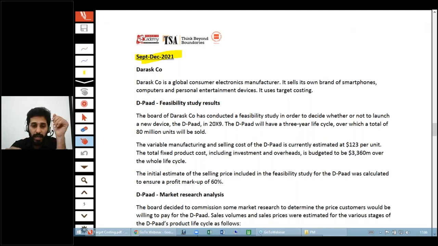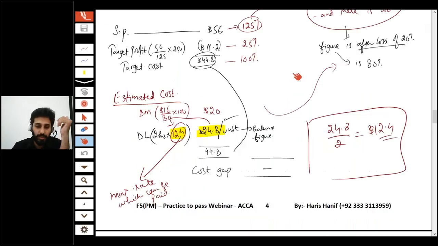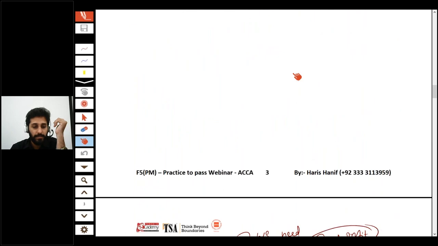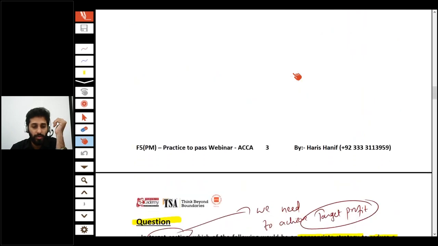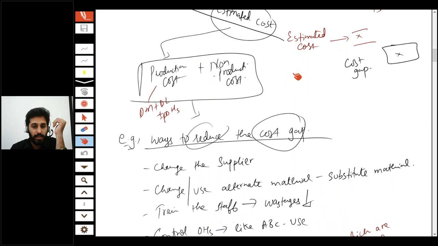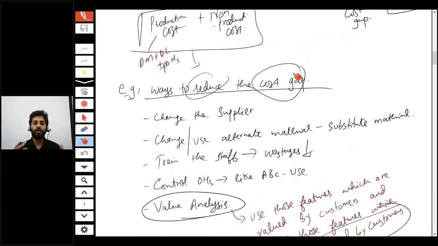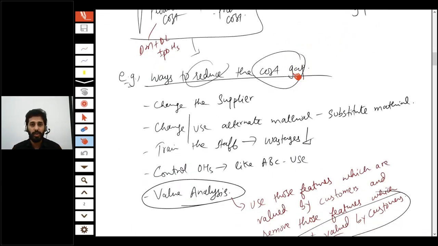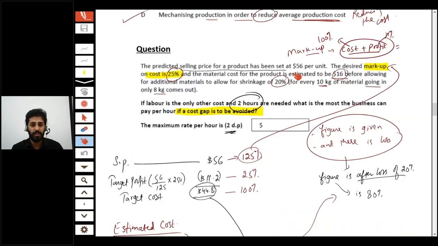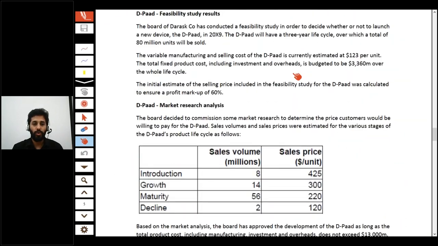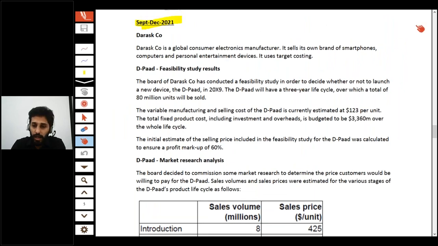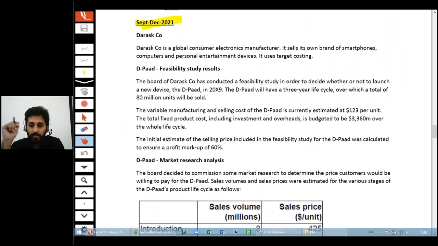And at the same time, you should focus on the fact that there are many ways to reduce the cost gap. So whenever you are studying for the case-based OTQ, you should assume that all the concepts of target costing, or whatever the topic under consideration is, can be examined. So read the question accordingly.